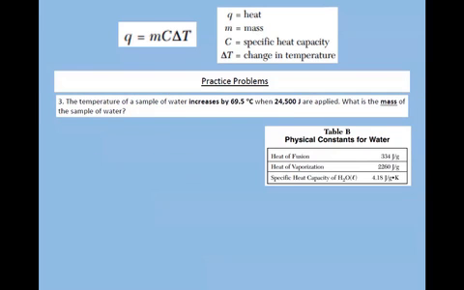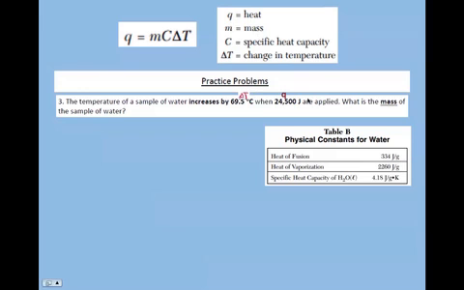All right, and our last one, we're actually not going to solve for Q here, we're going to solve for a different variable, which tends to make the math a little bit trickier for students. The sample of water increases by 69.5 degrees Celsius. So it's saying it goes up by that many degrees, so that's actually your delta T. That is your change in temperature. When 24,500 joules are applied, keep in mind that just the joules there is actually Q, or your heat value. So that's going to be Q.